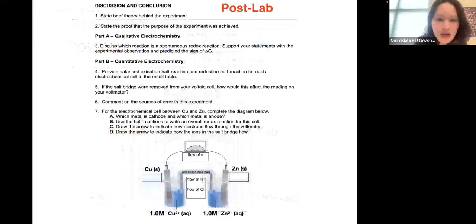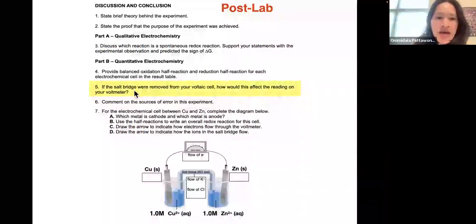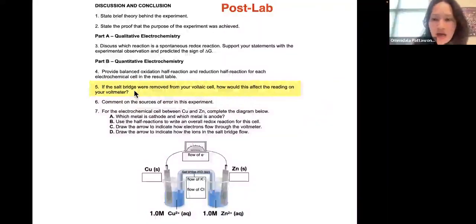For the post-lab question, I would like to highlight number 5. Okay, so number 5 asks you about what happens if you remove the salt bridge. So that means during the experiment, after you already obtain the value of the cell potential, you might want to remove the salt bridge in order to observe what happens. Okay, so that way you can see how it affects the reading on the voltmeter. And note that for number 7, the electrochemical cell that you need to construct here has to be the galvanic cell, which means it has to be a spontaneous redox reaction.